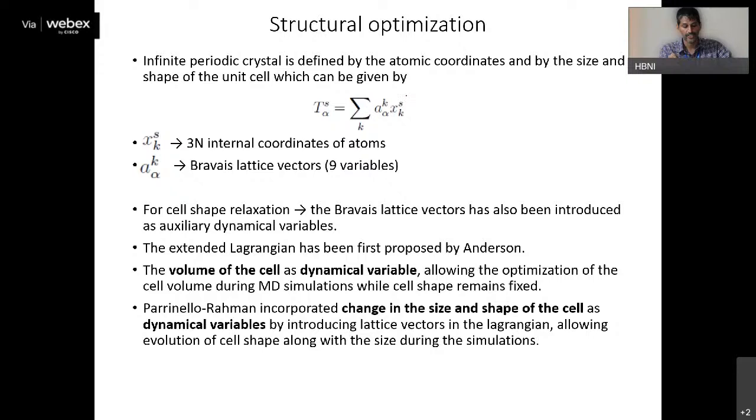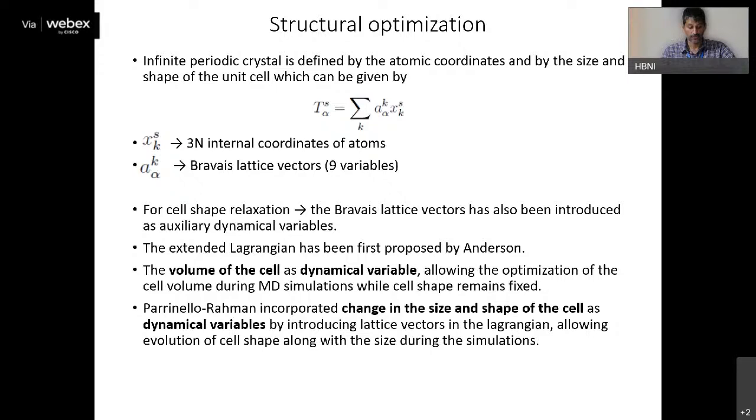Now, what we want is to relax. There is one possibility: one can keep the cell fixed and relax the ion, that is, move the ions as per their forces, so that at equilibrium the force on any atom or ion will be zero. But when you are changing the pressure, the change in pressure leads to a different configuration, and in that configuration the atomic arrangement also changes. So one needs to relax the shape and size of the cell as well.